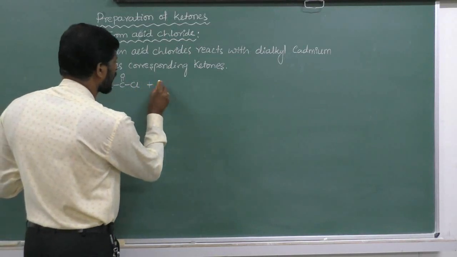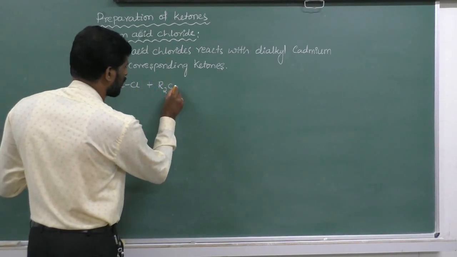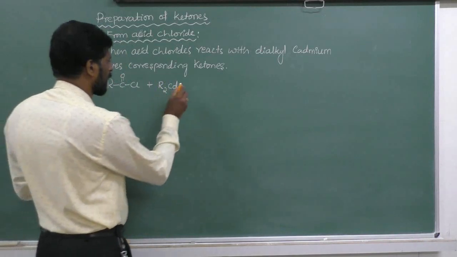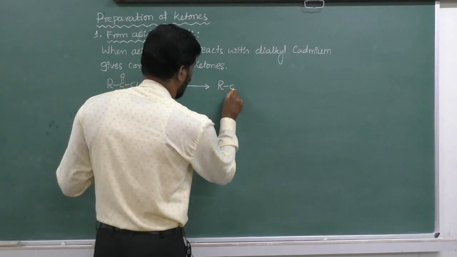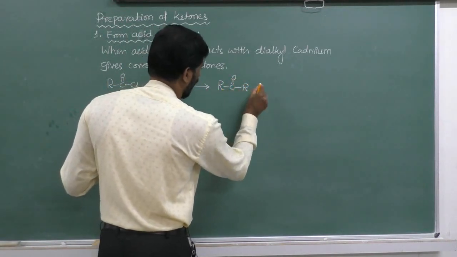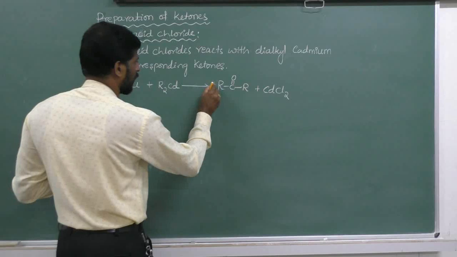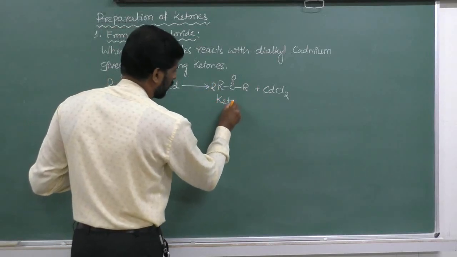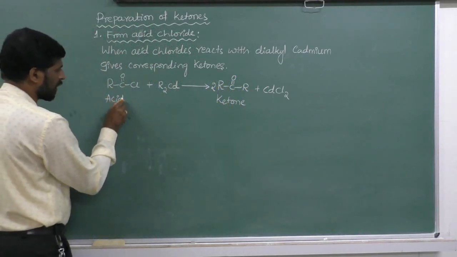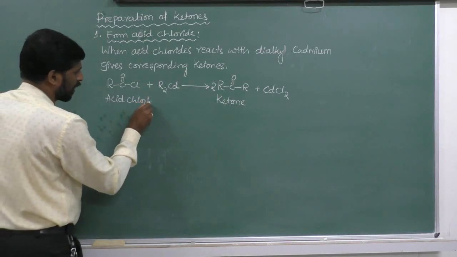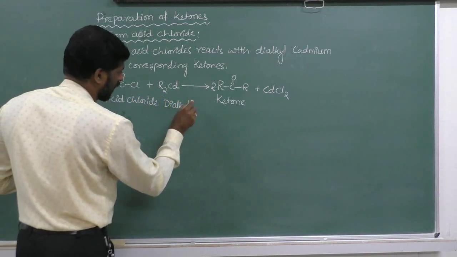This on reaction with dialkyl cadmium, R2Cd, gives the corresponding ketone, that is RCOR plus cadmium chloride. Okay? This is nothing but the ketone, and this is acid chloride, and this is dialkyl cadmium.